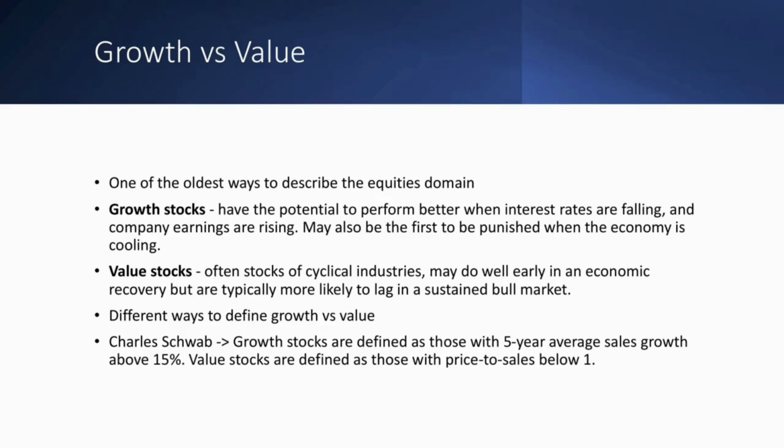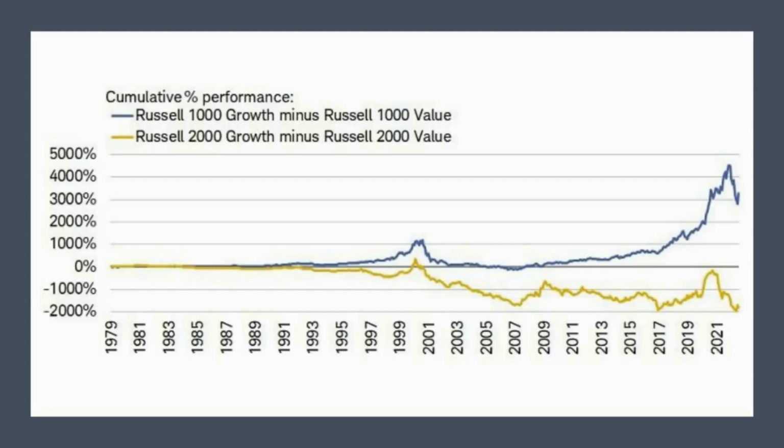So here's a very interesting chart. I believe this is also from Schwab that shows the Russell 1000 growth index minus the performance of the Russell value index. So you can see that when you remove value as a component, how dramatically that outperforms. But then when you start to include more companies, so you move to the Russell 2000, then it actually has the opposite effect. So these things need to be taken with a grain of salt.